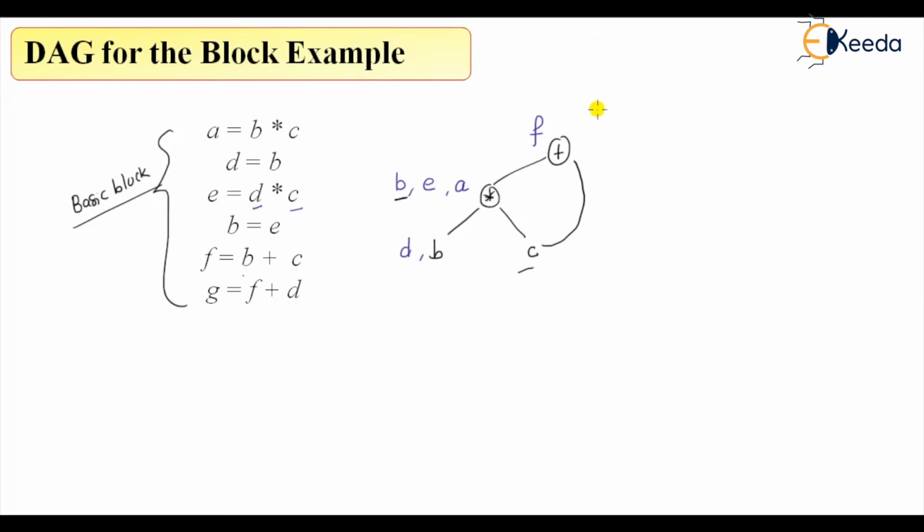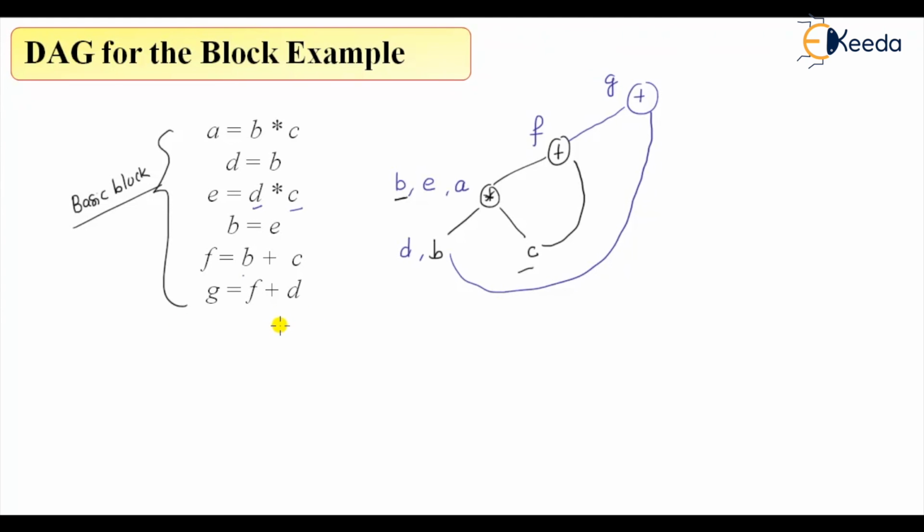Now finally we have a G, and that should be added up with the D. We don't have a latest value of D over here, so this is the latest value. So I'll put a plus over here, and it will take the value from F and D. It will take the latest F. So this is your F, this one is your D. This node represents the D. We don't have any other places D over here. So this label will be G.